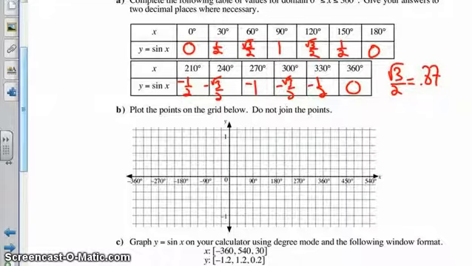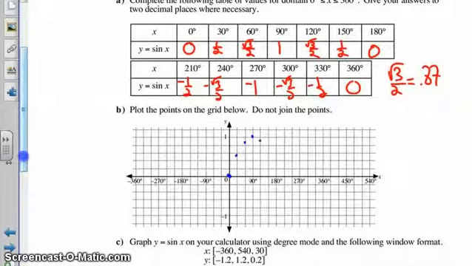So when I plot these points, I can clearly see that 0 is 0. Each of these are 30 degrees. So at 30 degrees, it's a half. And that's right here. Probably not the best scale to use, but clearly a half is right. 1, 2, 3, 4, 5. So 2.5 spaces. So there it's at a half. And then at 60 degrees, it's root 3 over 2. So that's about 0.8 something. At 90, it's 1. And then we come back down.